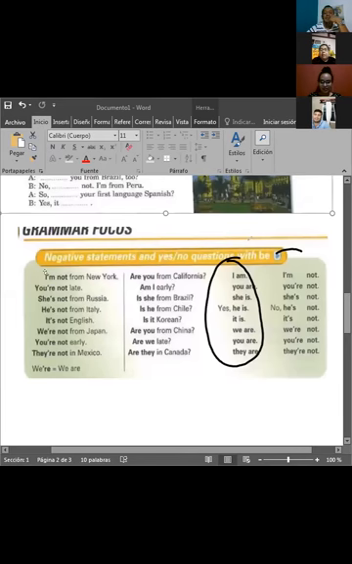Sí, todo lo del verbo to be: am, is y are. Lo que está en negrita van a utilizar mayormente. Lo que está en negrita, ese es el tema. ¿Ok? That's right. You are. Teams, teams, teams.